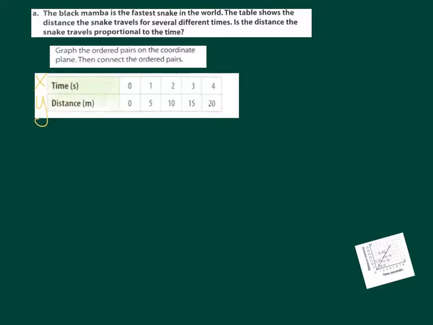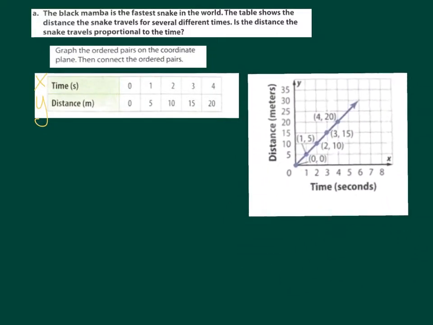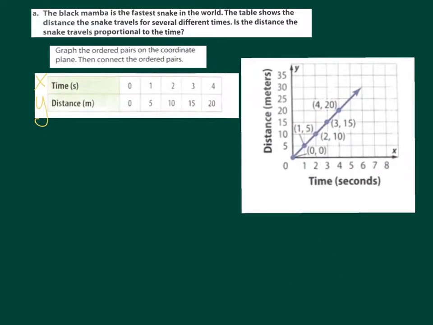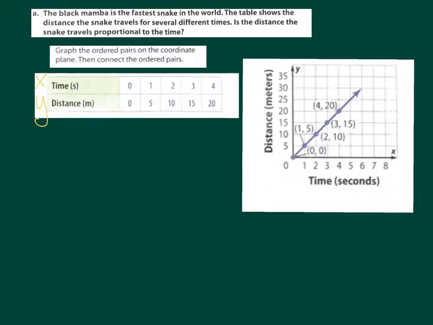And so if I bring the graph over, we're going to identify that the points from the table have been graphed appropriately. 0, 0; 1 second, a 5-meter distance; 2 seconds, 10 meters; 3 seconds, 15 meters; 4 seconds, 20 meters. And then we've connected the ordered pairs, showing how that line would continue for 5 seconds, 7 seconds, etc. So now our job is to determine whether or not this is proportional.